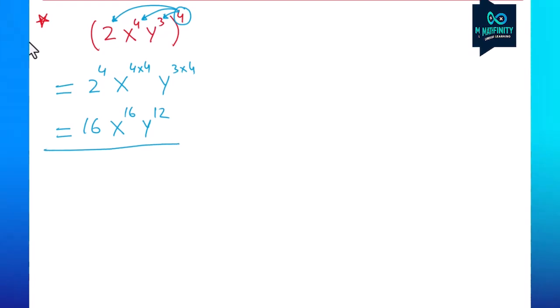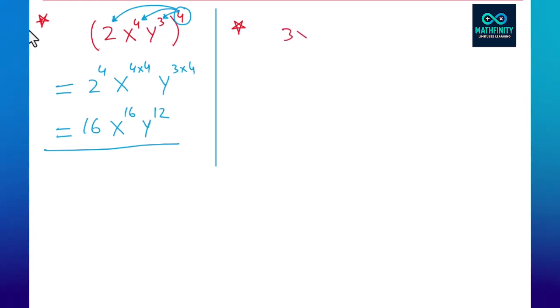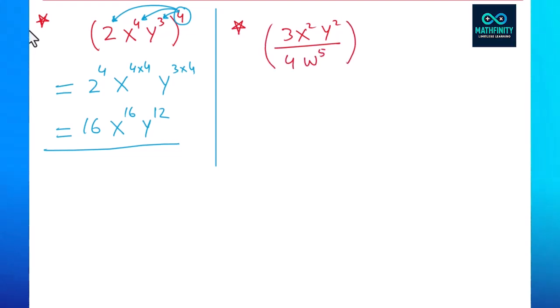After this, one more idea is there before starting the questions. I already gave you the main idea about what we have to do if the power is negative. Suppose you have 3x square y square over 4w power 5 and whole power is negative 3.